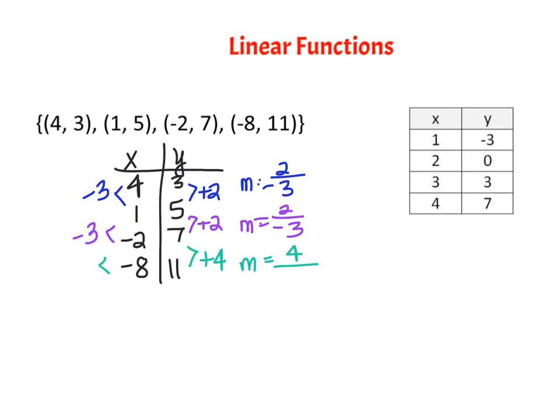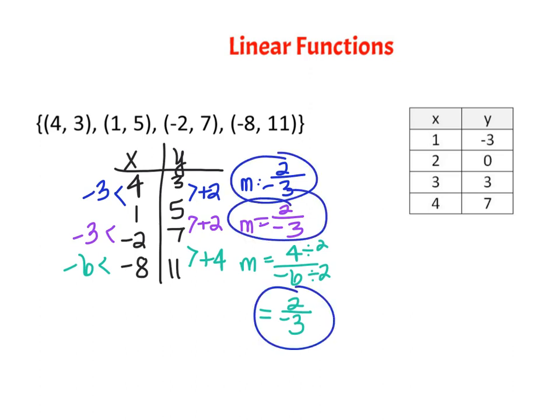Over the change in the x, from negative 2 to negative 8 is a decrease going further into our negatives of negative 6. Now when I write this slope out, 4 over negative 6 can be simplified. I can divide both the numerator and the denominator by 2, and when I do that, I get 2 over negative 3. So even though in the beginning it didn't look like it, I do have the same slope between all of my points that I'm given, so it is a linear function. If I plot these points, it will create a straight line. No bends, no curves.